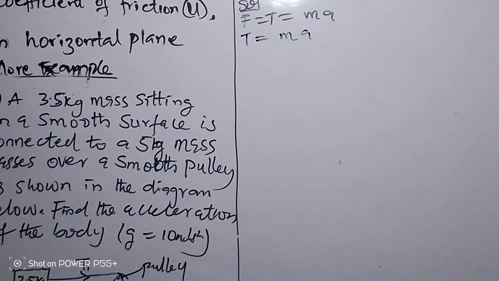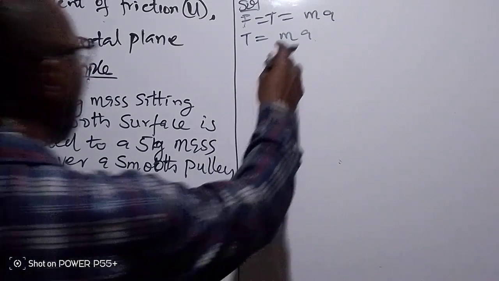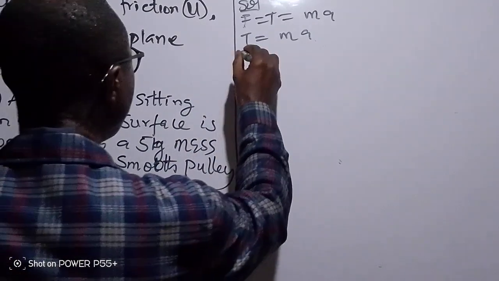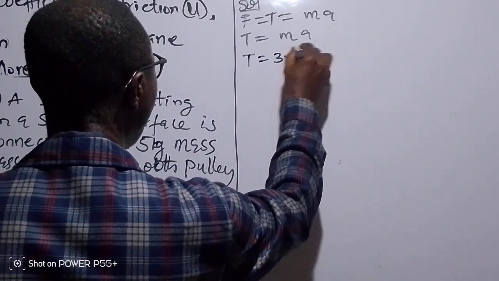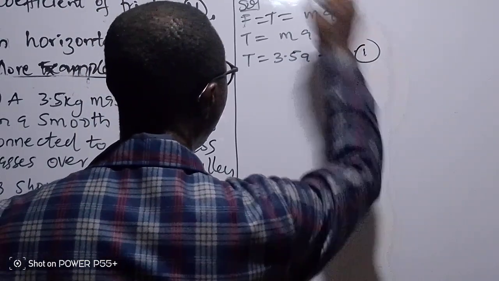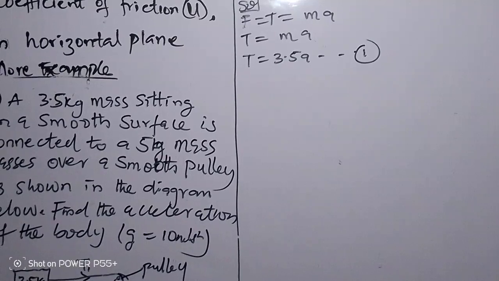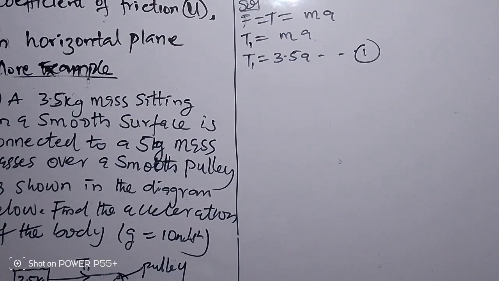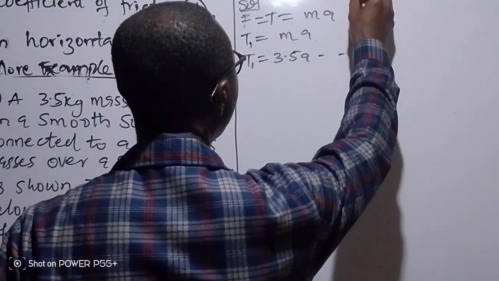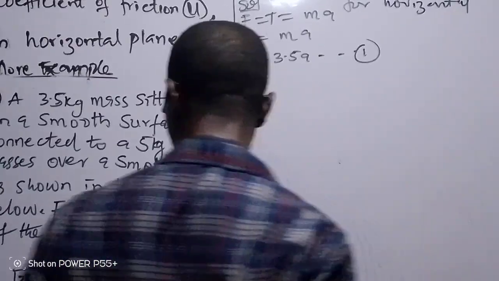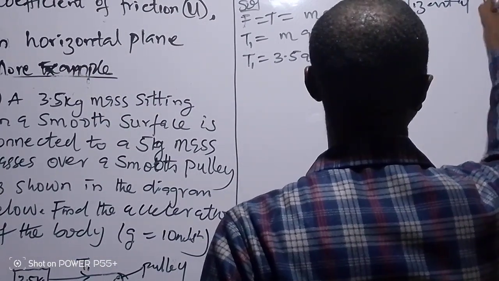And from here now, our M is given as 3.5. So our T now will be equal to 3.5A. Let's take this one as equation 1. Now, that is for T1. That is for the horizontal force.